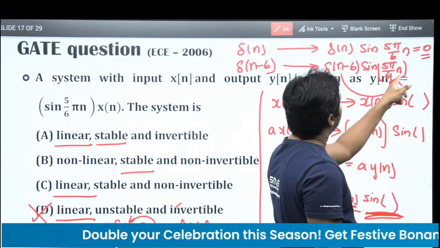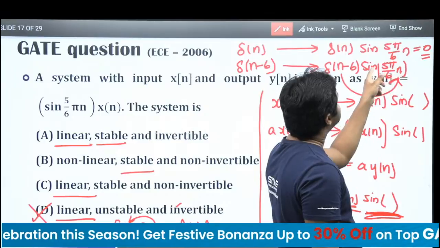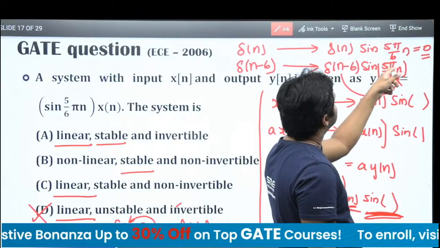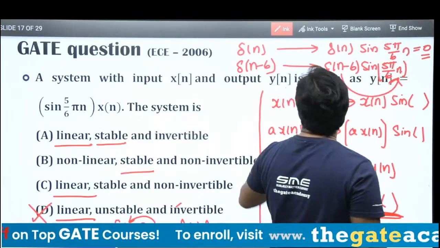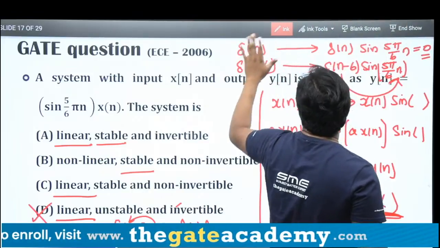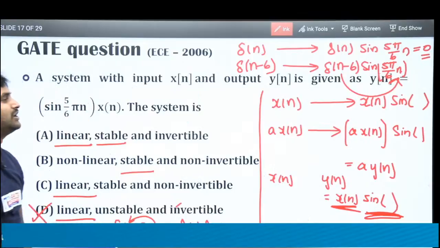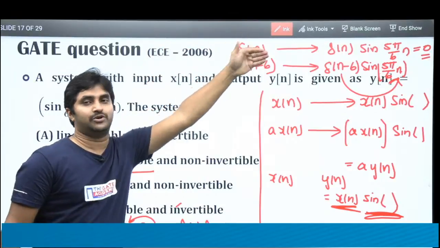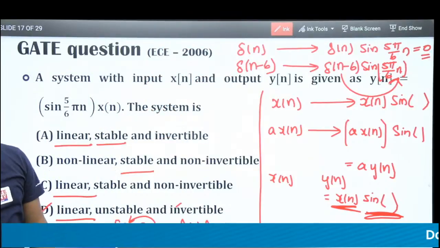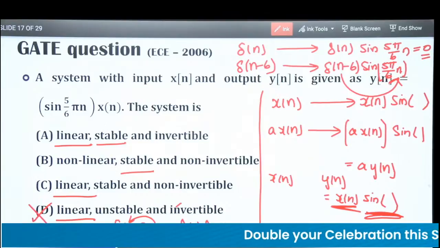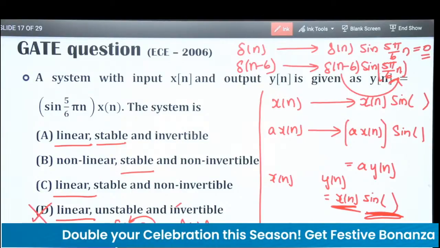then this becomes sine of 5 pi. Sine 5 pi is 0. So delta of n gives you 0. Delta of n minus 6 is also giving you 0. It means that the system is non-invertible. Two different inputs lead to the same output.